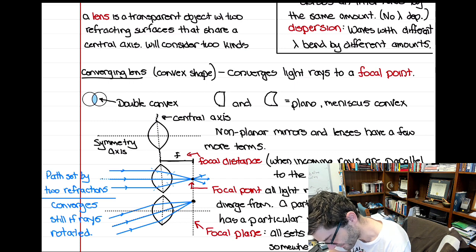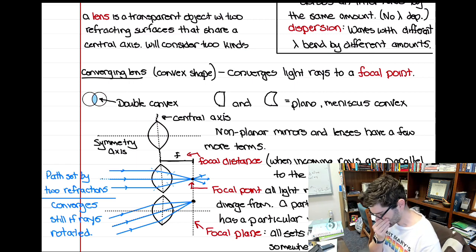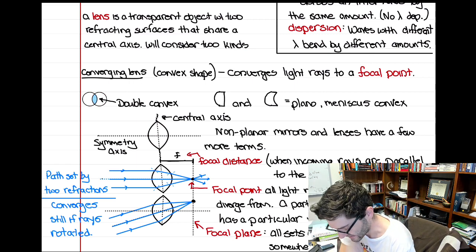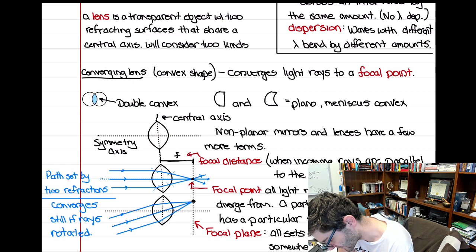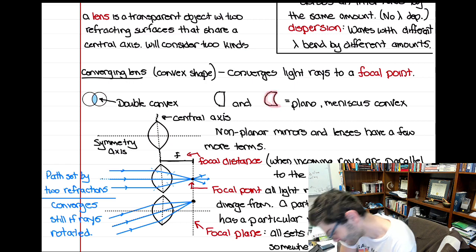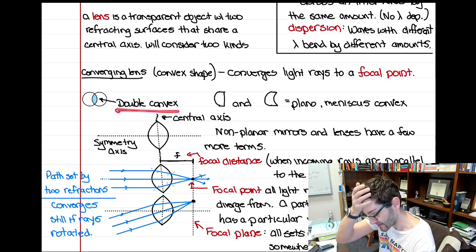You can get a double convex lens by overlapping two circles. And then that overlap part is the shape of a convex lens, where it's fat in the middle and gets thinner at the top and the bottom. There are other kinds, like a convex plano lens, where it's convex on one side and flat on another. Or one that looks like a moon, called meniscus convex, where it's two moon shapes at different curvatures. Again, we're just going to focus on double convex.